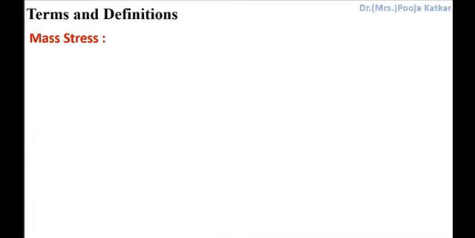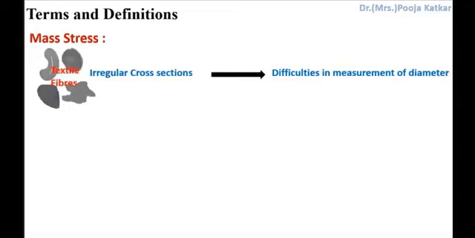As far as textile materials are concerned, textile fibers have irregular cross section. We have studied this in the topic fiber fineness. Cotton fiber has bean shaped cross section. Silk has triangular cross section. Wool has oval shaped cross section, while viscose fiber has serrated cross section. Different fibers have different cross sections, irregular cross sections especially. And in such cases, it is difficult to measure the diameter. We cannot express size of the fiber in terms of diameter.